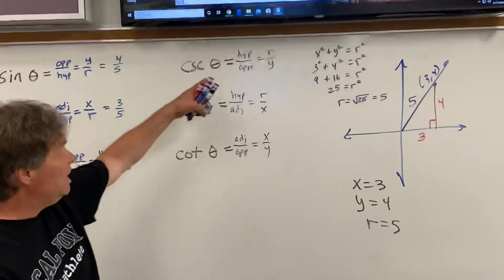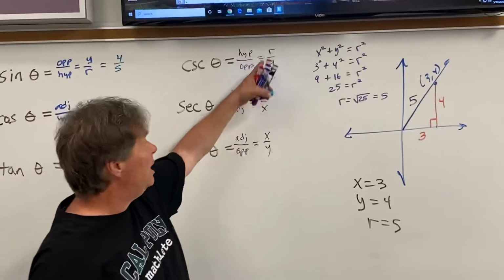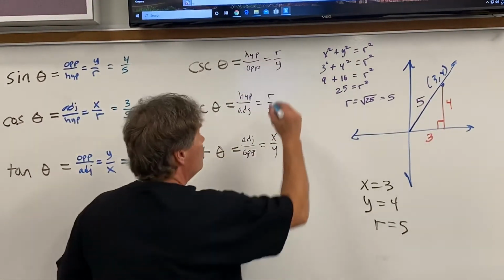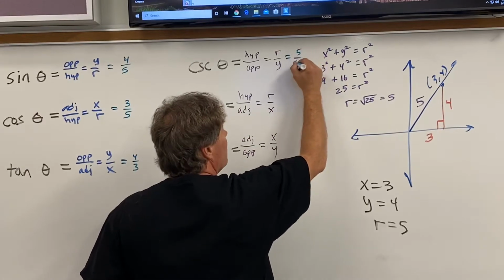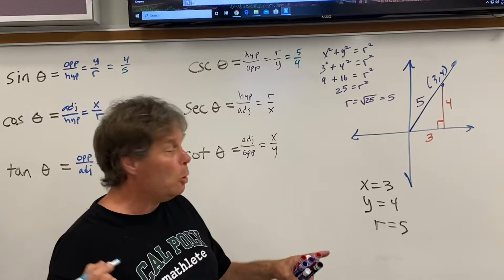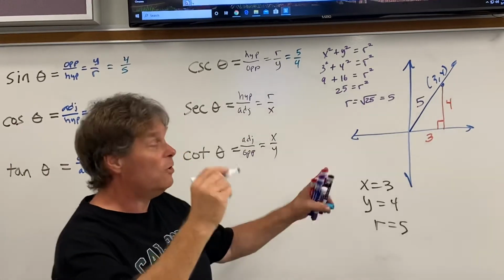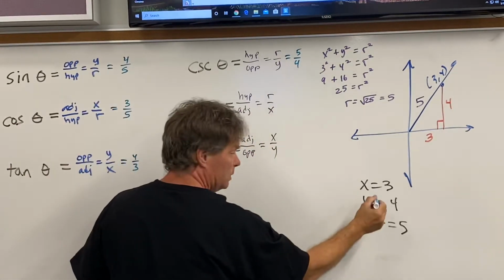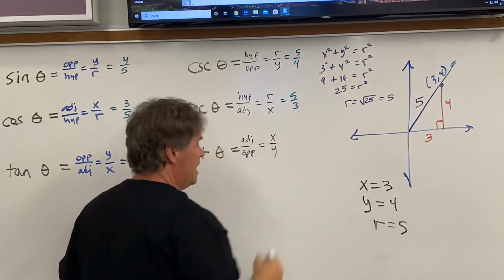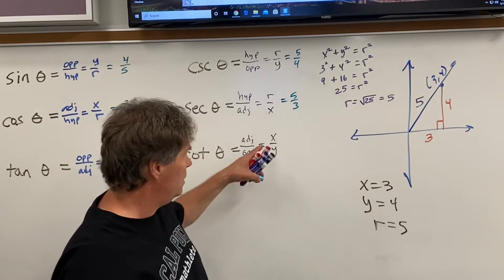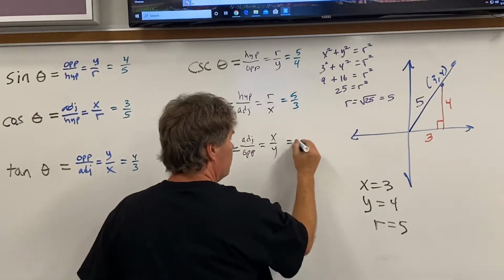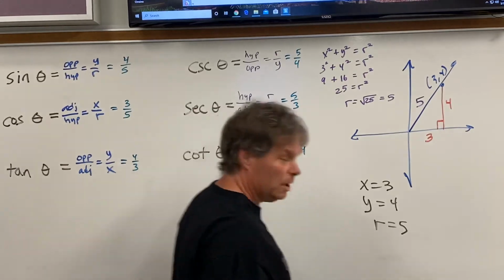Okay? Cosecant is the reciprocal of sine, so it's r over y, which is 5 over 4. Secant is the reciprocal of cosine, which is r over x, which is 5 over 3. And finally, cotangent is x over y, which is 3 over 4. And there are the 6 trig functions.